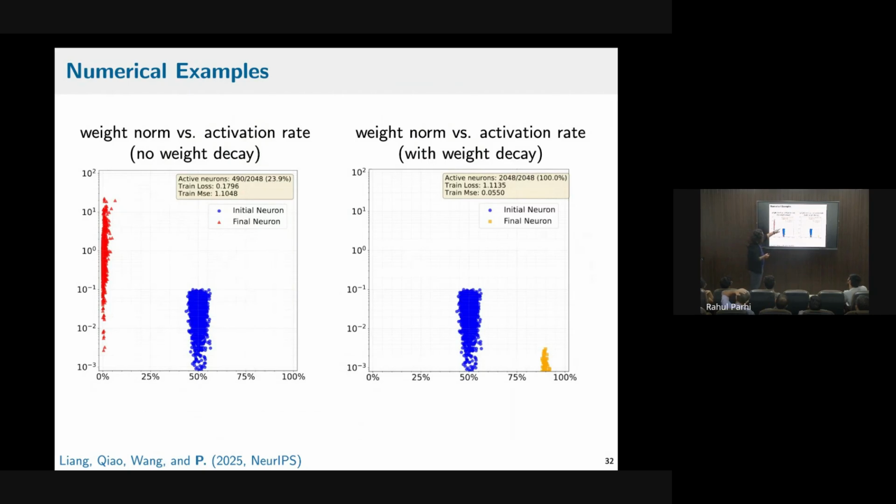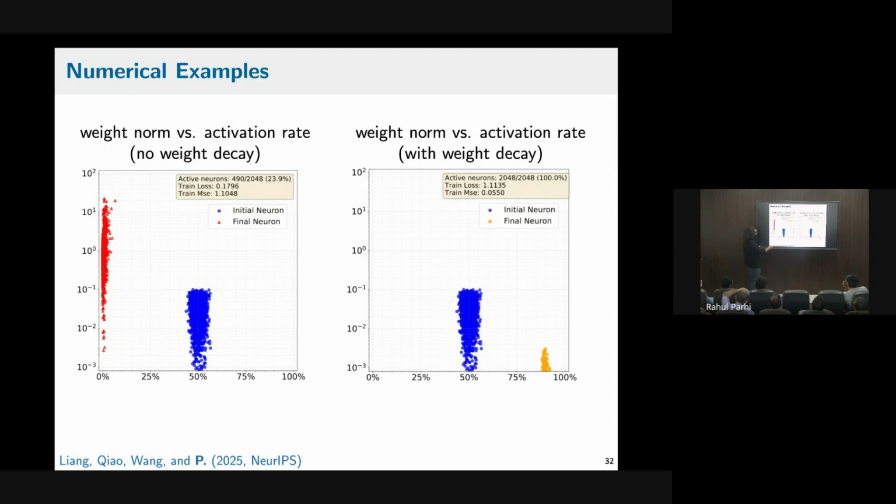Then what I'm plotting here, each dot signifies one neuron, and the x-axis signifies what proportion of the x's actually live in the support of the neuron, so in the half space where the ReLU is positive. Blue is at initialization, and on the left plot, red is after training where we don't have weight decay, and orange in the second plot is after training where we do have weight decay. The y-axis is the size of the weights of the neurons in the neural network.